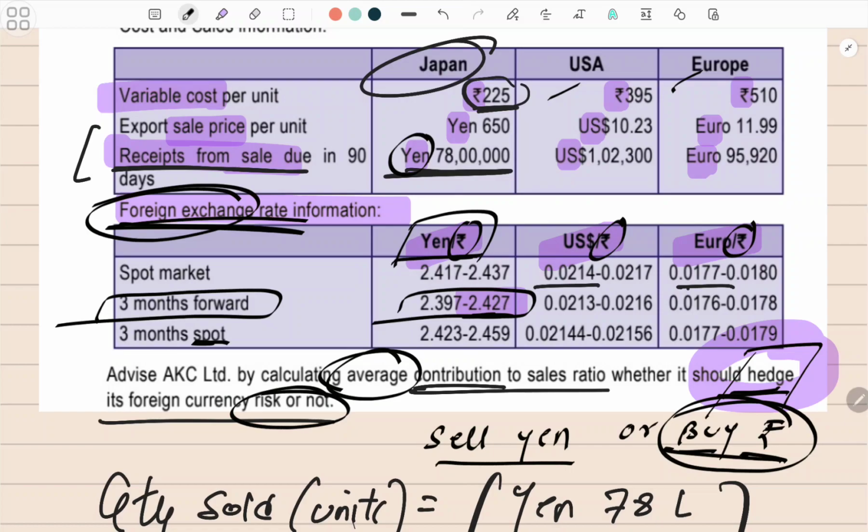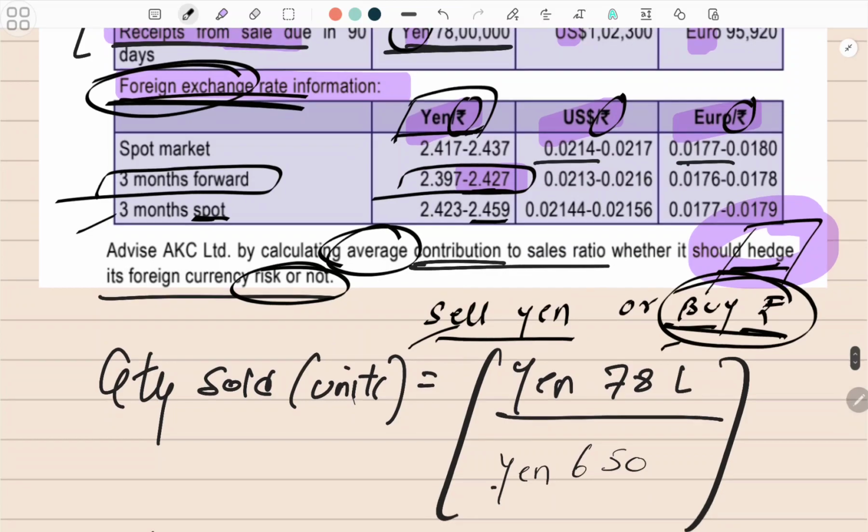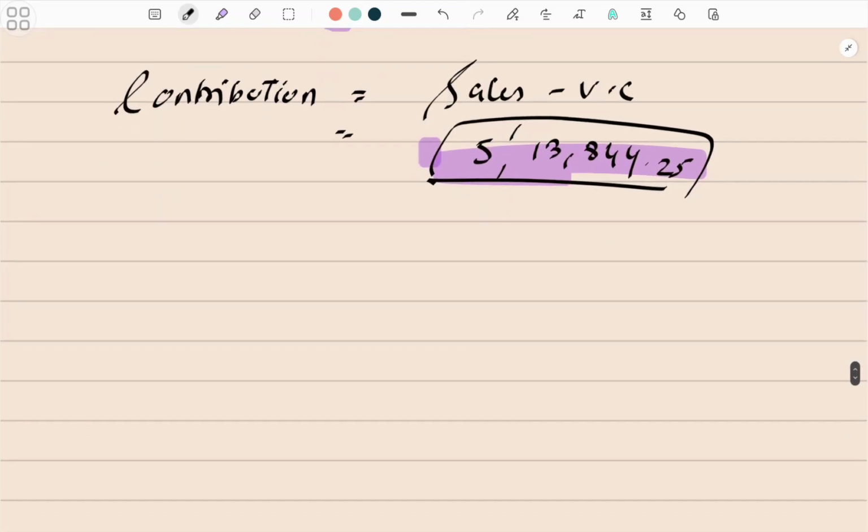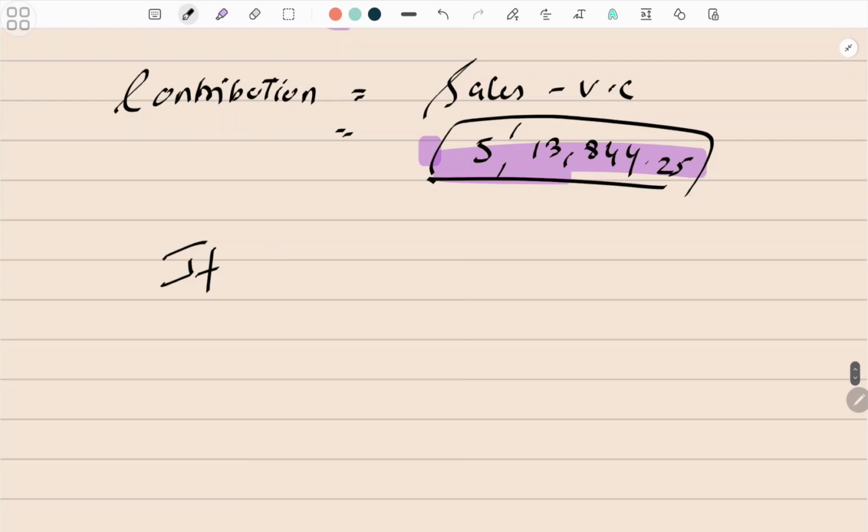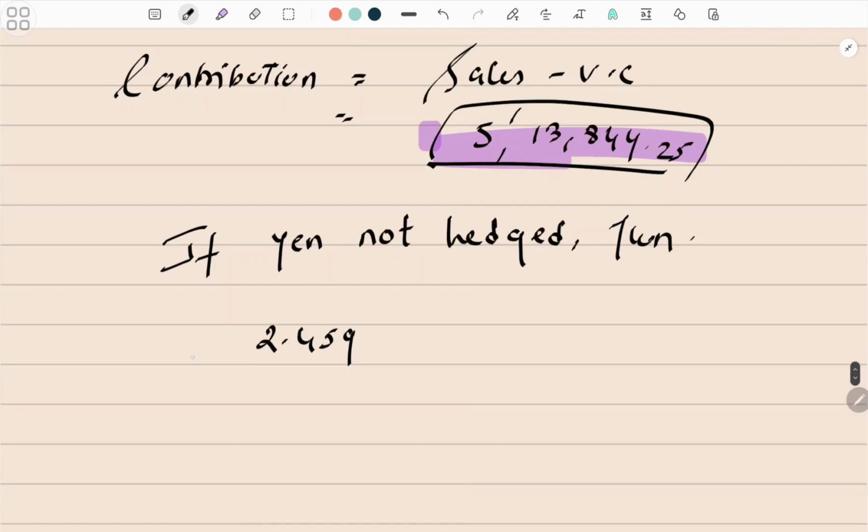And in case you do not hedge the foreign currency risk, I'll even do that for Japan. So then what will I do? Again the same thing: sell yen or buy rupee. Again, it's a rupee quote. So I will buy rupee, at a high or low price? Customer is always at a loss, customer will buy at a higher price. So 2.459. If yen not hedged, then 2.459, and this is yen by rupee.